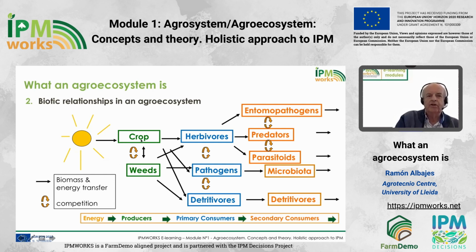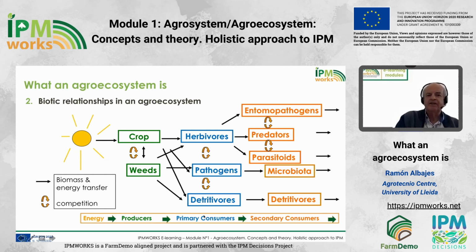So, producers: we have the crop, the plants, but in an agroecosystem we have not only the crop plant, but also some other plants. Most of them are called weeds, which compete with the crop. In the next node, we find the herbivores, the pathogens, and the detritivores. And there is competition between these three kinds of primary consumers.